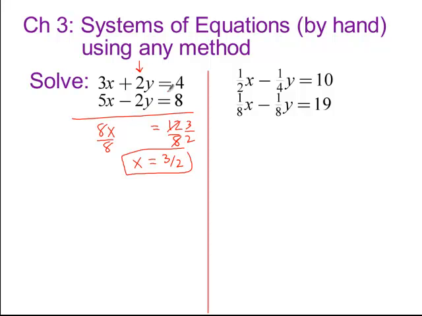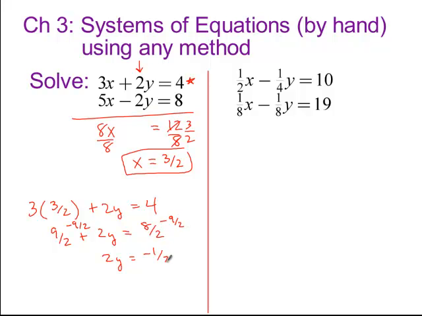So now we can plug it into either of these equations. It really doesn't matter which one. I'm going to choose my first equation. So 3 times my value that I found for x, 3/2, plus 2y is equal to 4, and then solve the resulting equation for y. So 3 times 3/2 gives me 9/2, plus 2y is equal to, and since I'm working in halves here with my constant, I'm going to turn 4 into halves. 4 is 8/2. And so when I subtract 9/2 from both sides, I'm left with -1/2.